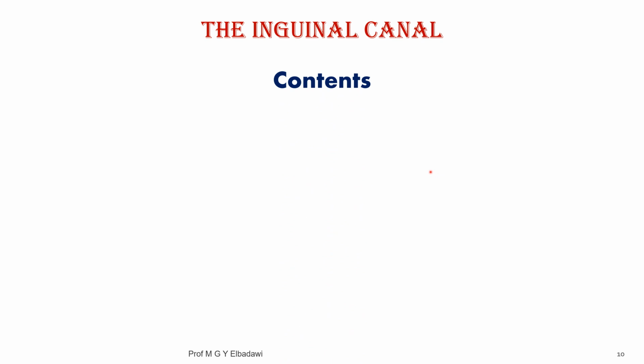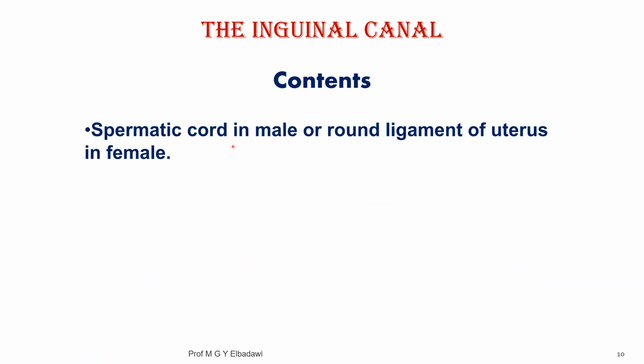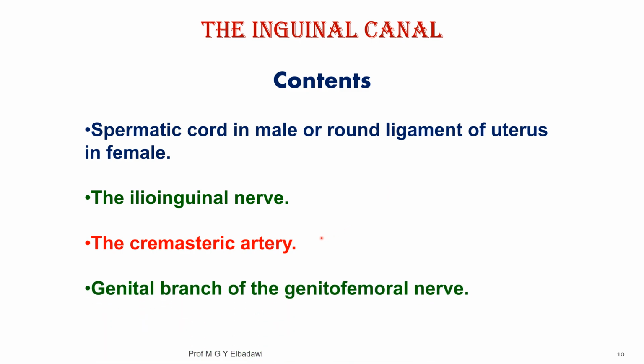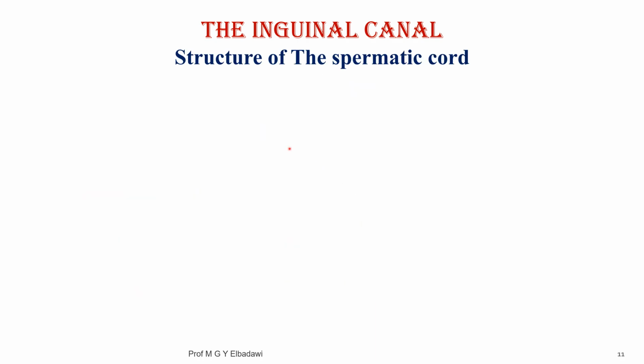About the main contents of the canal, we have the spermatic cord, which you have seen, or the round ligament of the uterus in the female, which you have seen, the ilioinguinal nerve, the cremasteric artery, a branch of the inferior epigastric artery, and the genital branch of the genitofemoral nerve, which is going to supply the cremasteric muscle.